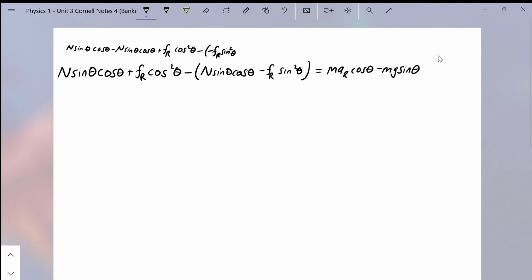Okay, so now we have a positive n sine theta cosine theta minus n sine theta cosine theta, so those go away. I have a common f sub r, and now notice how this is a negative, and this is minus a negative, and so this becomes f sub r cos squared theta plus f sub r sine squared theta, still equal to m a sub r cos theta minus mg sine theta.